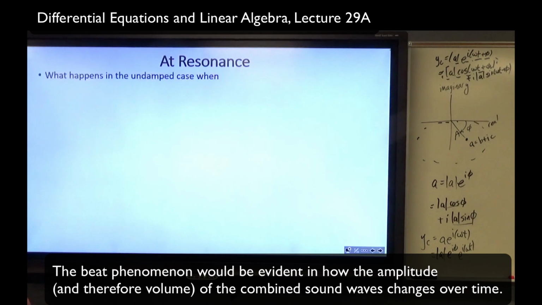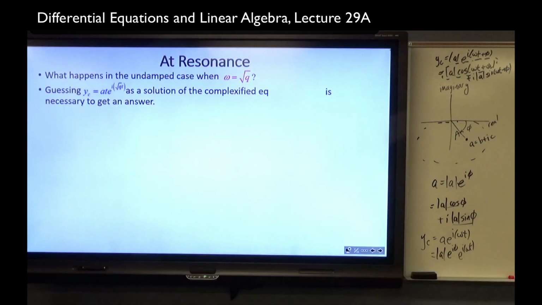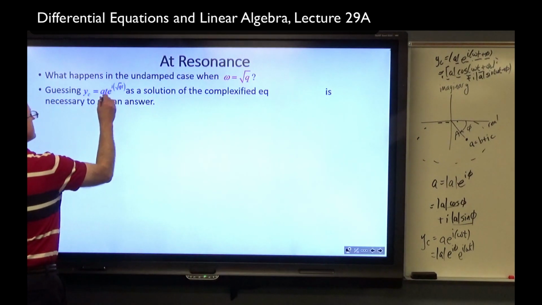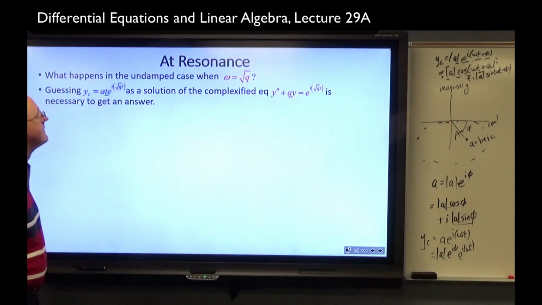What happens at resonance? Again, I'm going to go quickly. At resonance, in the undamped case, that happens when omega equals square root of q. You have to modify your guess for the complex solution. You have to add an extra factor of t in there for the complexified equation. For that complexified equation, I went ahead and replaced omega with square root of q there.